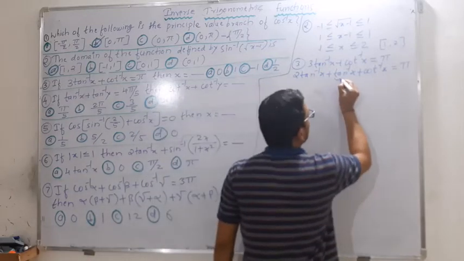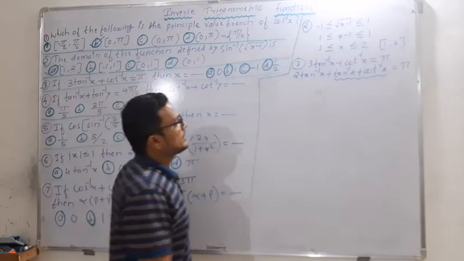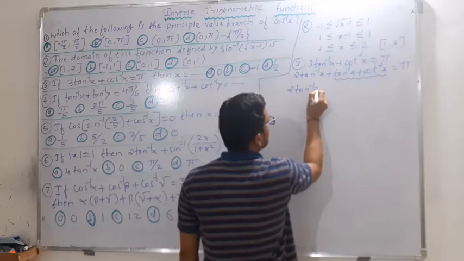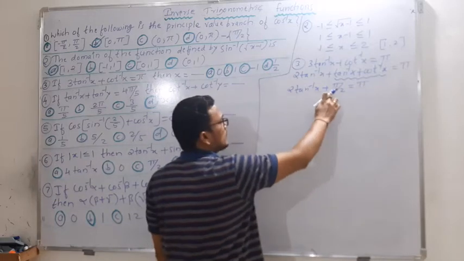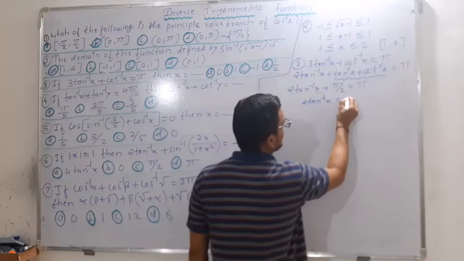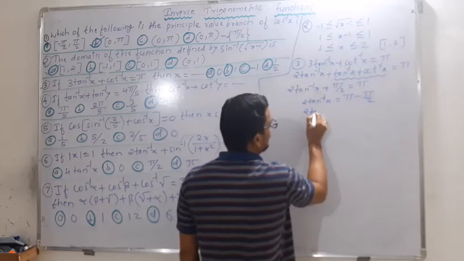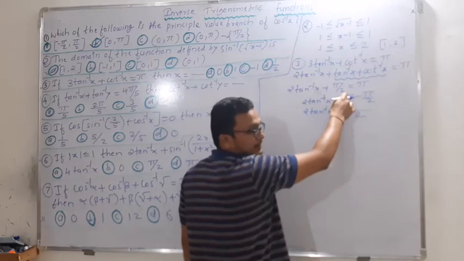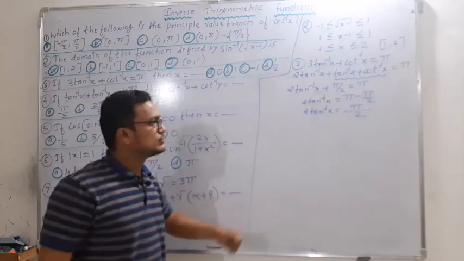But as we know the inverse trigonometric identity, tan inverse x plus cot inverse x, its value is pi by 2. So 2 tan inverse x plus pi by 2 is equal to pi. Now this plus pi by 2 transfer to that side, so 2 tan inverse x is equal to pi minus pi by 2, or 2 tan inverse x is equal to, LCM is 2 here, so 2 pi minus pi, again it is pi, so it is pi by 2.